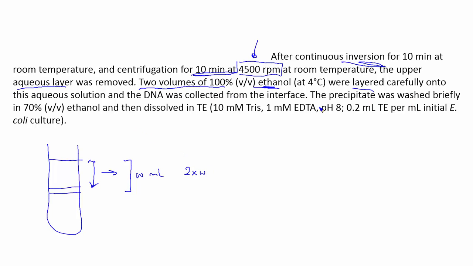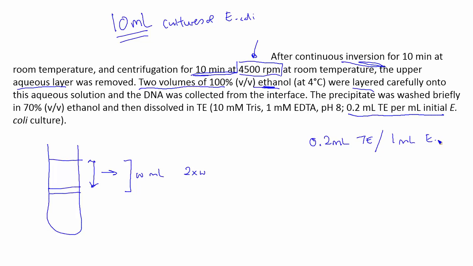Okay, and then we can say over here, DNA collected, precipitate was washed and dissolved in TE. The important thing here about TE is that the legend says we used 0.2 mils of TE per mil of the initial E. coli culture. So if you recall, this particular lab had 10 mil cultures of E. coli. So if we need 0.2 mils of TE per 1 mil of E. coli culture, then in 10 mils of E. coli culture, 1 times 10 is equal to 10, therefore 0.2 times 10 is equal to 2 mils. So if we're writing a protocol for this 10 mils of culture, we need to say you need to dissolve the DNA in 2 mils of TE.